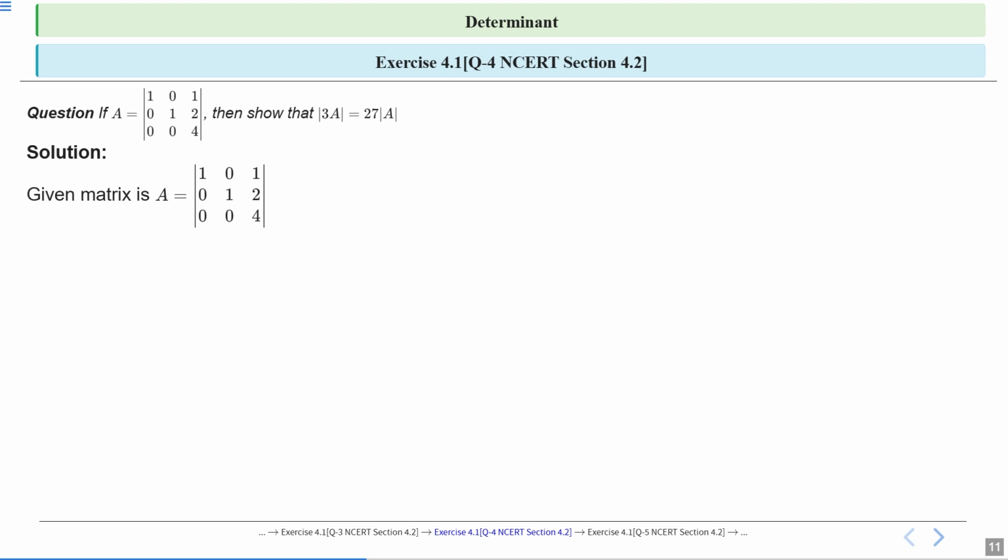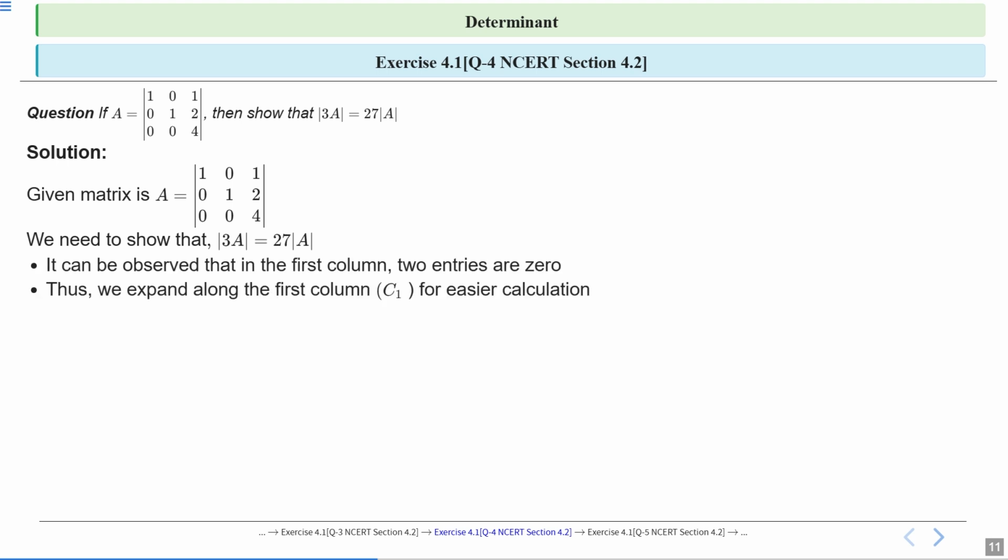Now, given matrix is A equal to 1, 0, 1, 0, 1, 2, 0, 0, 4. We need to show the determinant of matrix 3A is equal to 27 into determinant of A. So it can be observed that in the first column, 2 entries are 0. Thus, we expand along the first column for easier calculation.